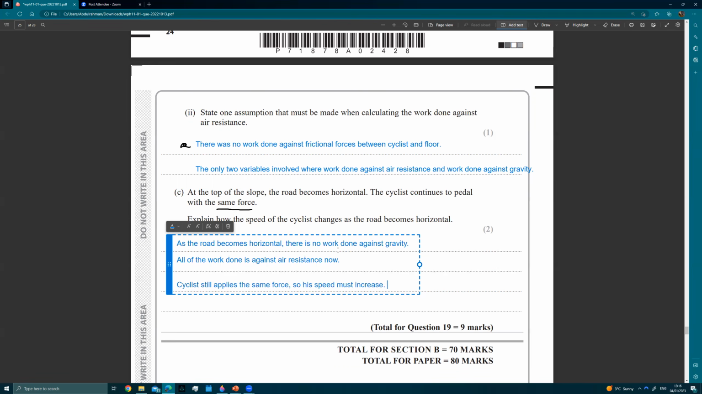Because where did that extra work done go to now? It's going to be work done or energy transferred to kinetic energy. So work done by the cyclist is now going to kinetic energy instead of gravitational potential energy. So that's why he will speed up, because he no longer has to do work against gravity. So now he has some extra energy that could be converted into kinetic. So he's going to accelerate for a bit until the forces balance out once again, and then he reaches terminal velocity.